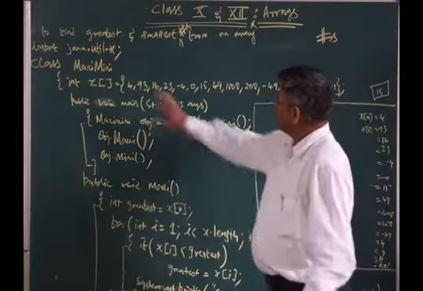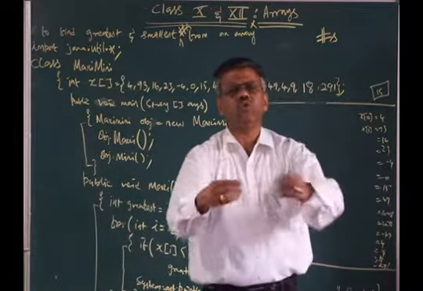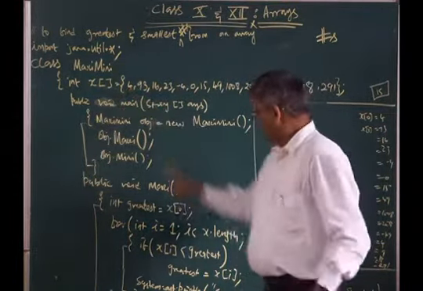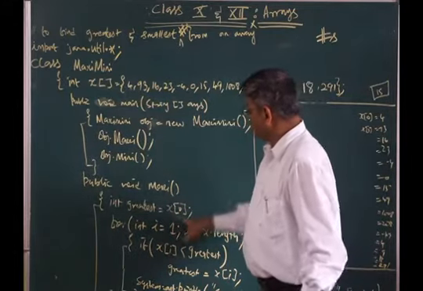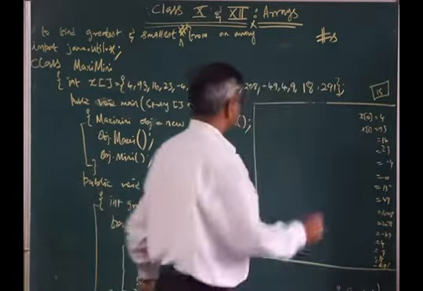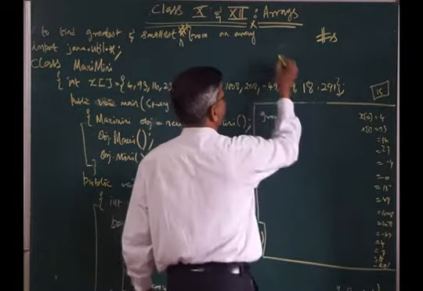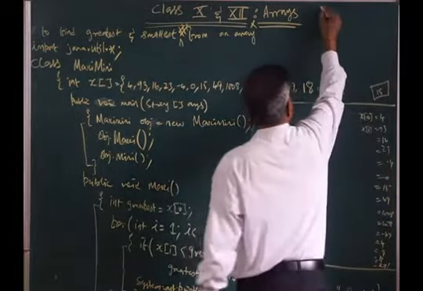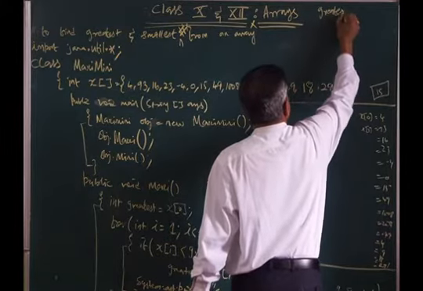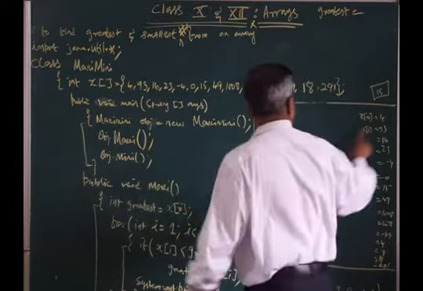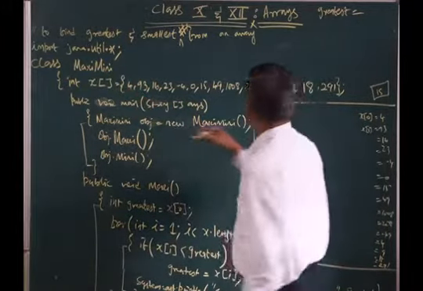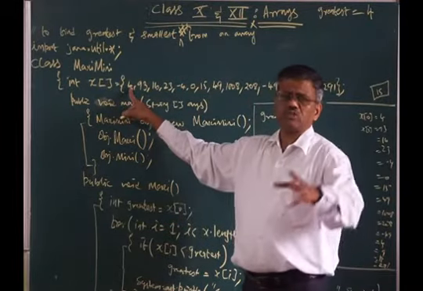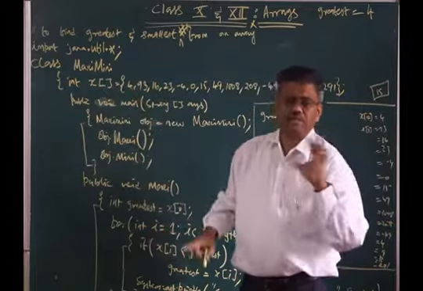No matter what the value of the 0th element, the first element of an array, is. What is the 0th element of the array? 4. The 0th element, x of 0, will be stored in greatest. What will the greatest value be? I'll write here. Greatest value will be x of 0. What is x of 0? x of 0 is 4. I consider the 0th element of this array to be the greatest for the time being.